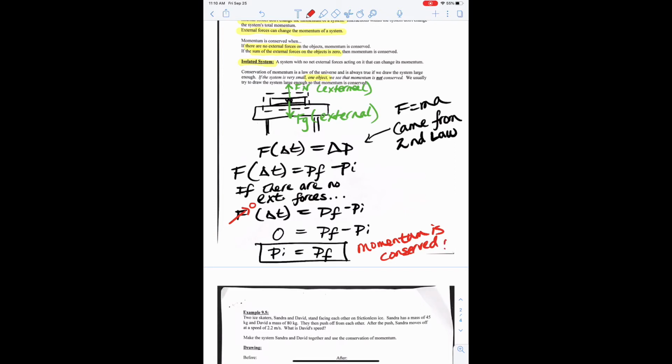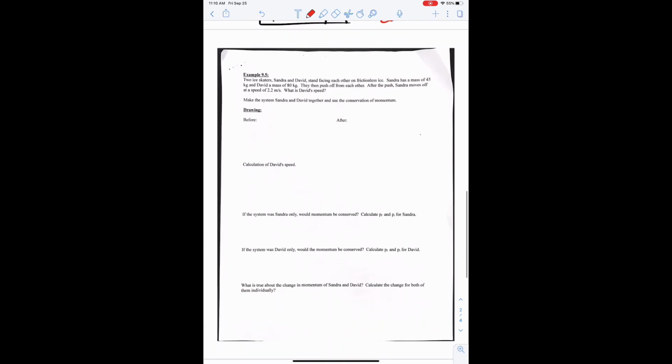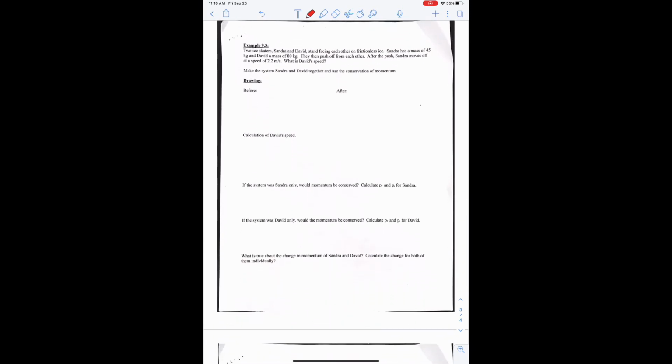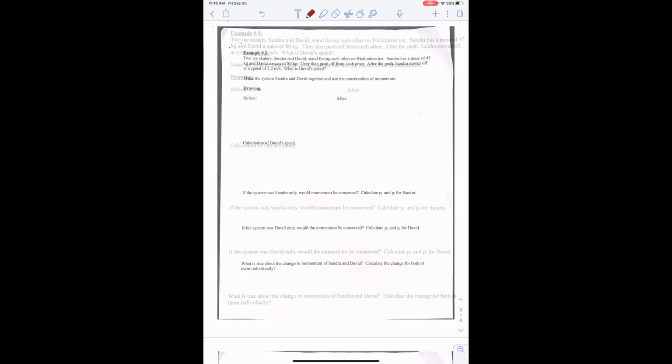All right, and that's if there are no external forces. And now you see mathematically why, backing up the theory, which we just talked about. I'm going to pause it right there and come back and do these examples.